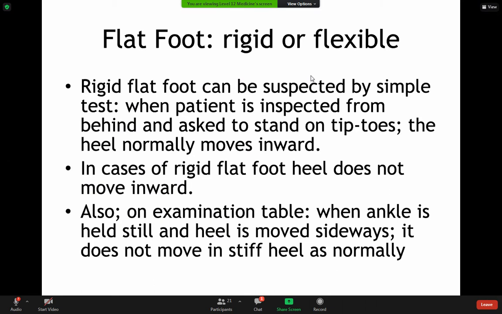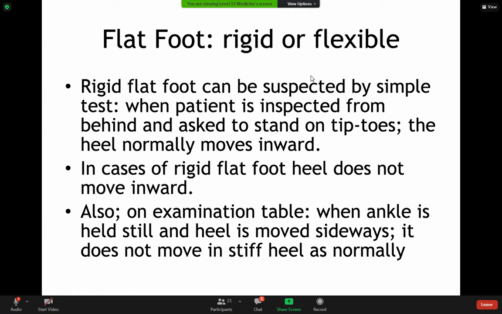As we said, flat feet can be rigid or flexible. Rigid flat feet can be suspected by a simple test. When the patient is inspected from behind, you ask the patient to stand, you stand behind the patient and look at the feet, and you ask the patient to stand up on their tiptoes. Usually the heel will move inwards, so it will go into a slight varus if it is flexible. In cases of rigid flat foot, the heel does not move inwards.